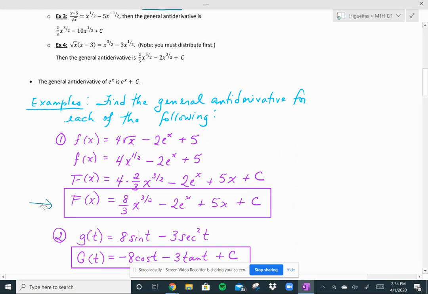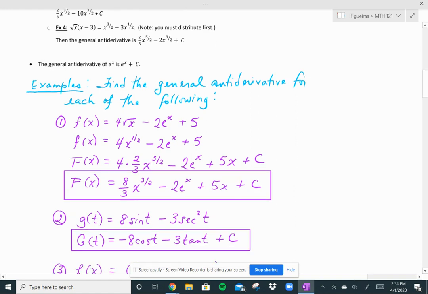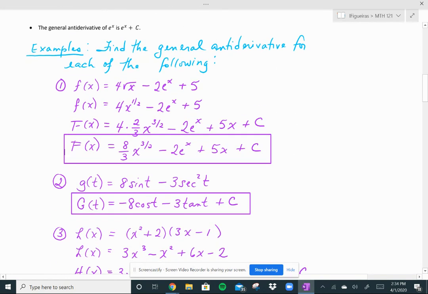All right, so here's another one with some trigonometry. I have g of t equals 8 sine of t minus 3 secant squared of t. And again, we're looking for the general antiderivative. So I'm using a capital G of t to indicate that it's the antiderivative.